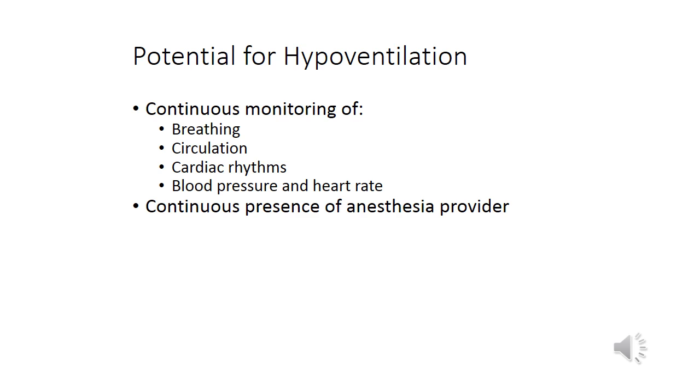Another priority problem for patients having surgery is potential for hypoventilation related to anesthesia, pain, and/or reduced respiratory effort. The patient is expected to be free of damaging events related to hypoventilation as indicated by maintenance of a SaO2, PaO2, and blood pH within normal limits, vital signs within normal limits, and return to pre-surgical level of cognitive functioning. The purpose of interventions is to prevent injury from anesthesia. The nurse, surgeon, and anesthesia provider monitor the patient, including continuous monitoring of breathing, circulation, and cardiac rhythms, blood pressure and heart rate recordings every 5 minutes, and continuous presence of the anesthesia provider during the case.